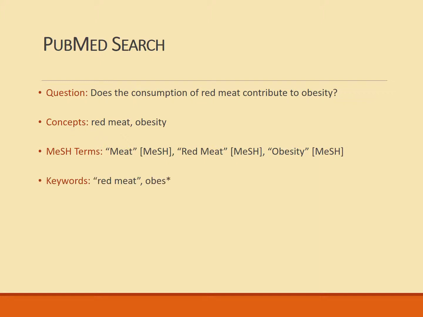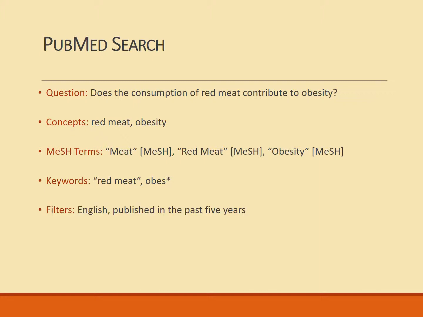Along with the MeSH terms we've just chosen to represent the 2 concepts, we can expand our results by including the keywords red meat and obesity. It's often necessary to include keywords found in the title or abstract, as some PubMed citations do not have MeSH terms. To further increase retrieval of citations, keywords can be expanded by adding an asterisk at the end of the root word. If we use obes asterisk instead of the full word obesity, we will also retrieve keywords with alternative endings such as obese, obesity, obesity-related, etc.